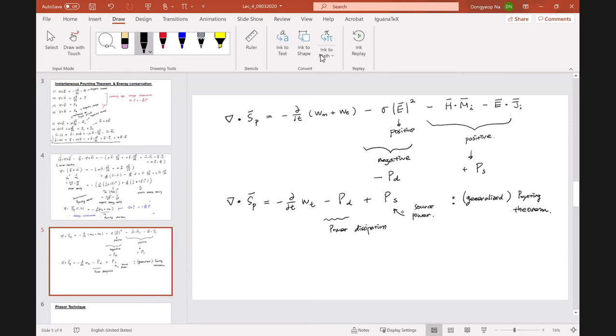Okay. Any questions so far? Did you already learn this Poynting theorem when you were undergrad or? Not in my experience. Yeah, that's new to me as well. Okay, yeah.